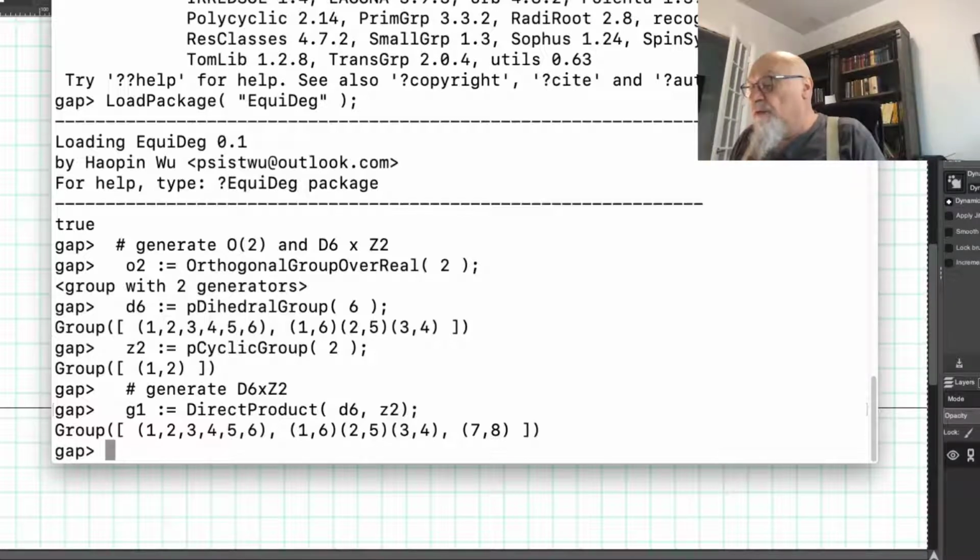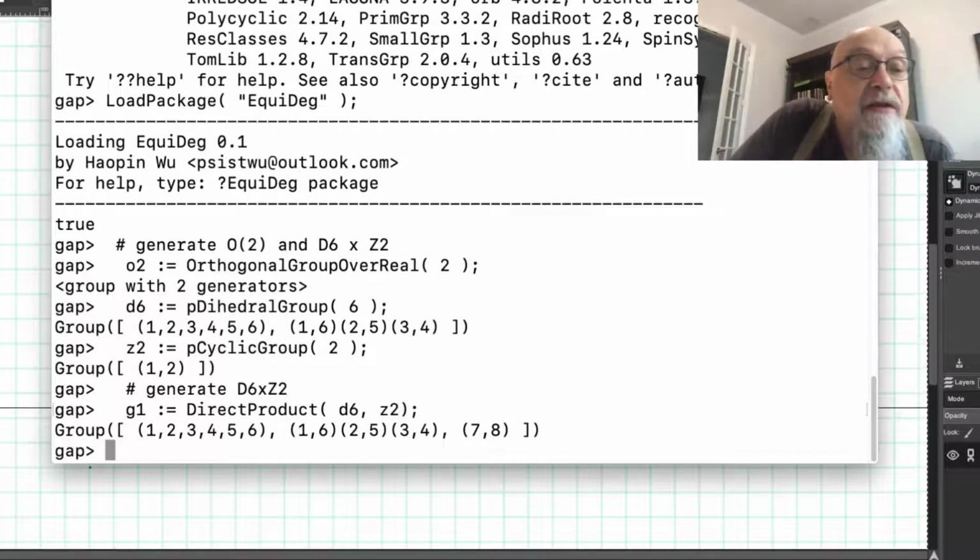So what do we do next? We generate the group D6, a little small D6, so this is P as a permutation group, the dihedral group of 6 elements. And then we also have Z2. You could write down that this is a cyclic group, P as a permutation, or you could simply write this as the symmetric group S2. And then you have the product, so G1 is the direct product of D6 and Z2. Once we have this product, we can do the following.